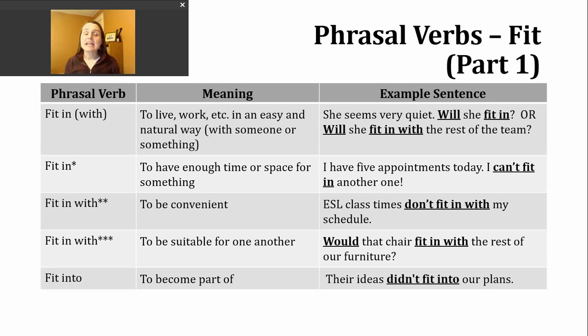And if I include the word with here, then I'm going to have after with the name of a person, a group of people, or something else. They'll have to be an object. So let's take a look at two examples of this. So imagine a company is hiring to fill a new position. And they're talking about their different candidates.